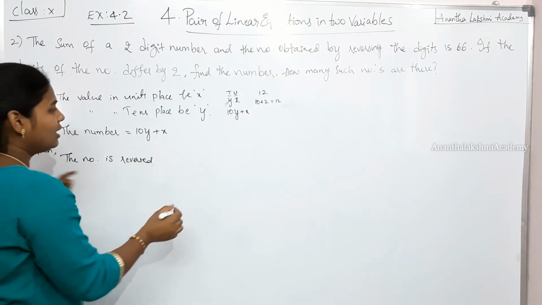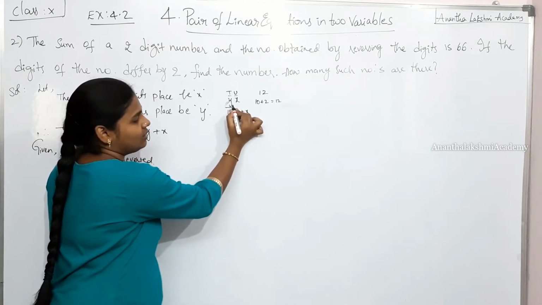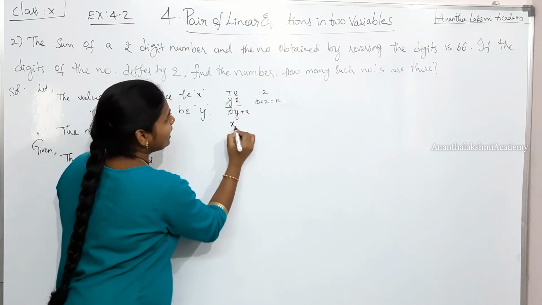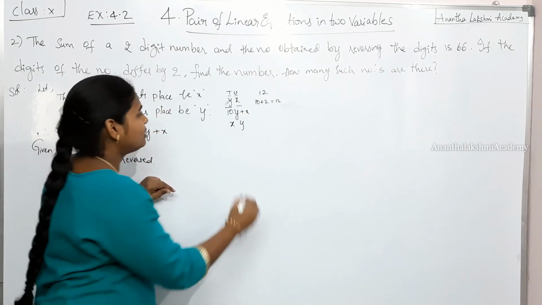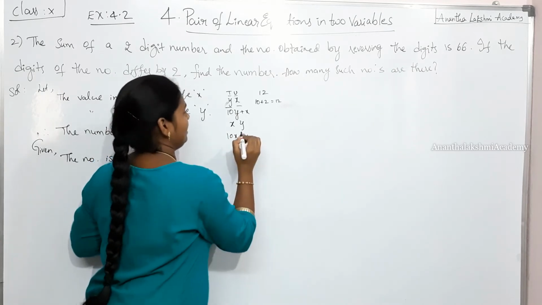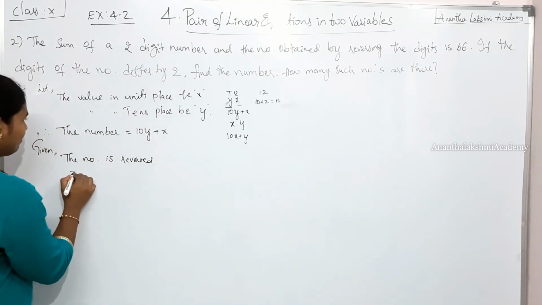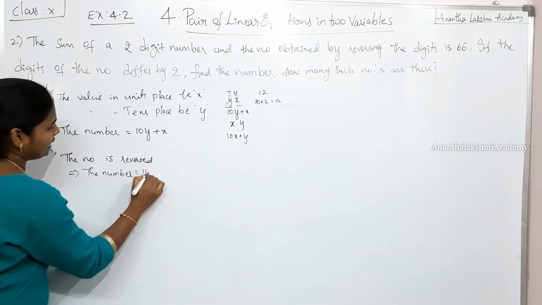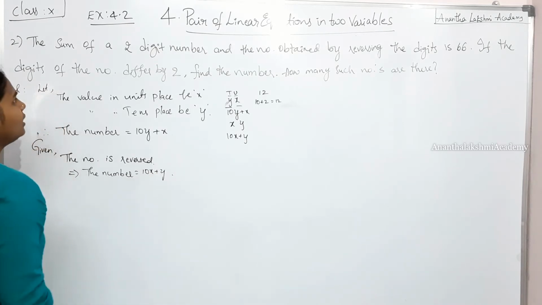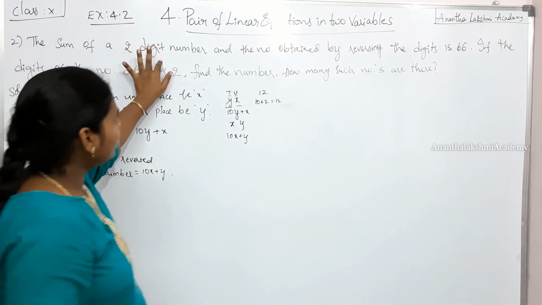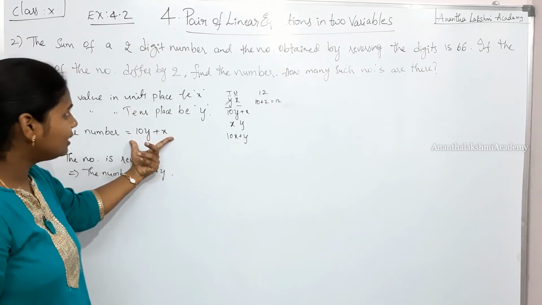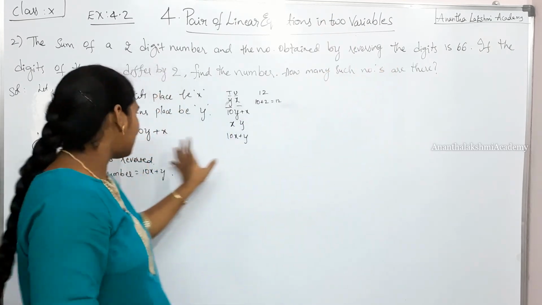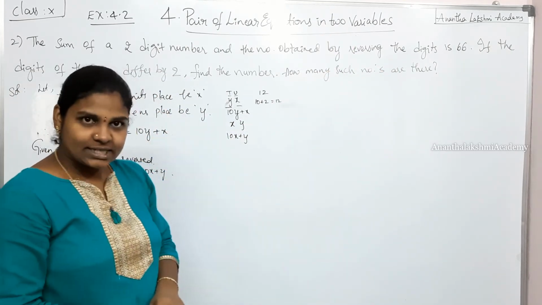What does that mean? Here we said y is in the tens place and x is in the units place. Now it is reversed, so x is in the tens place and y is in the units place. That becomes 10x plus y. Now, the sum of a two-digit number, whatever the number, and the number obtained by reversing the digits is 66. So, the sum of this and this is 66. That is what is given.